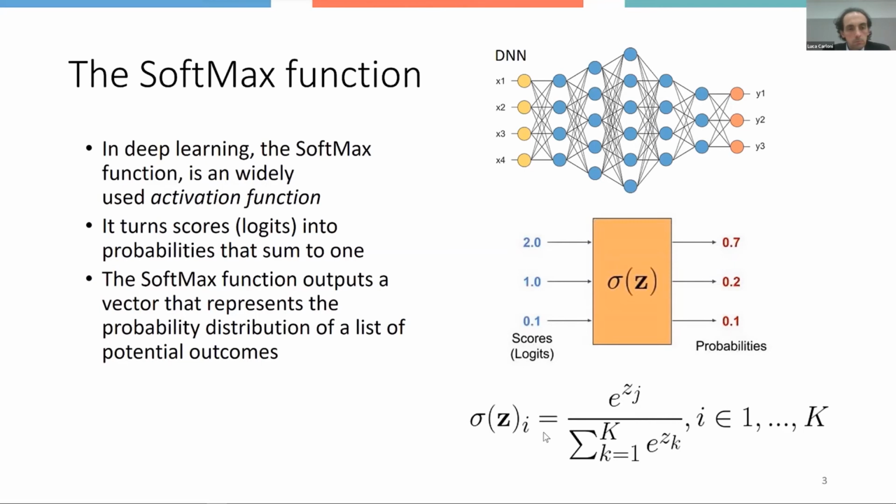The softmax function outputs a vector that represents the probability distribution of a list of potential outcomes. For example, if your neural network is a classifier, it may tell you if the image that you are passing as an input is a mug or a pencil, the probability of being a mug or a pencil. You can also see the formal definition of the softmax here. It takes as an input a vector and returns a vector of floating point values.